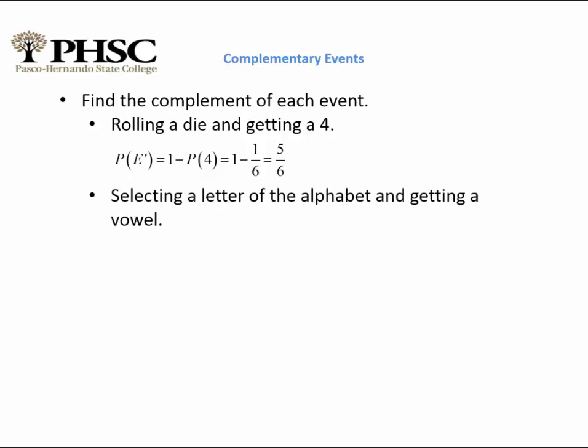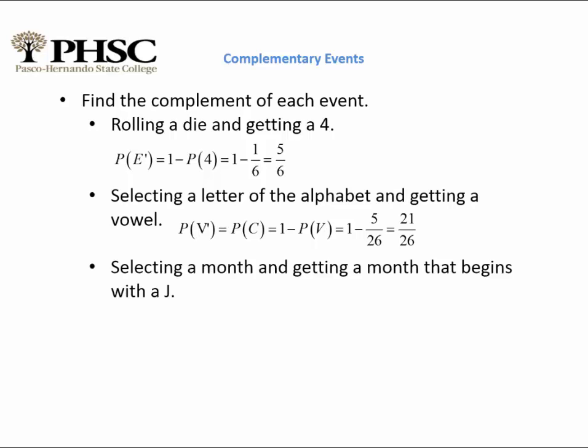The next one is selecting a letter of the alphabet and getting a vowel. So we're going to stick with A, E, I, O, U, right? So there are 5 vowels out of 26 letters. So the probability of getting a vowel is 5 over 26. Then the probability of not getting a vowel, or the probability of getting a consonant, would be 1 minus the probability of a vowel, which would be 21 over 26.